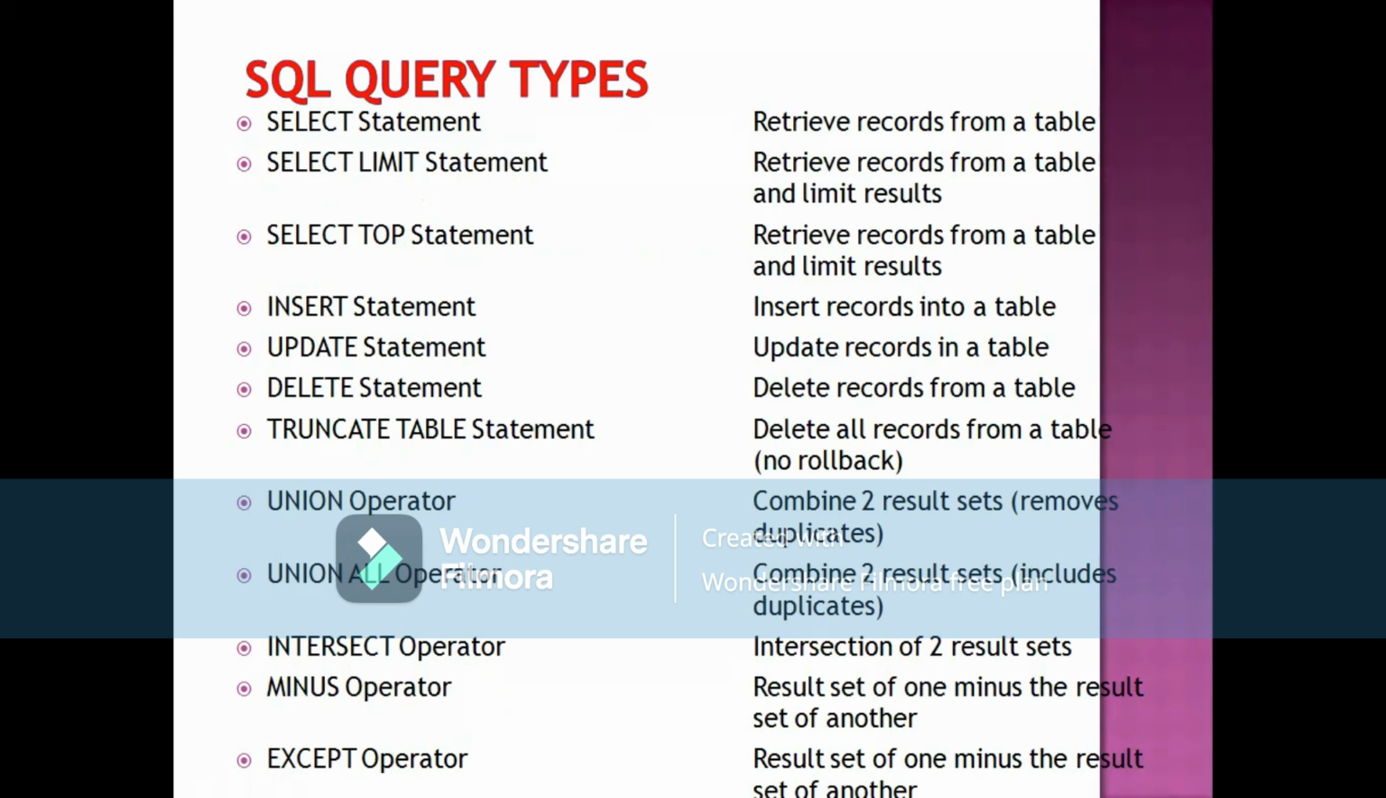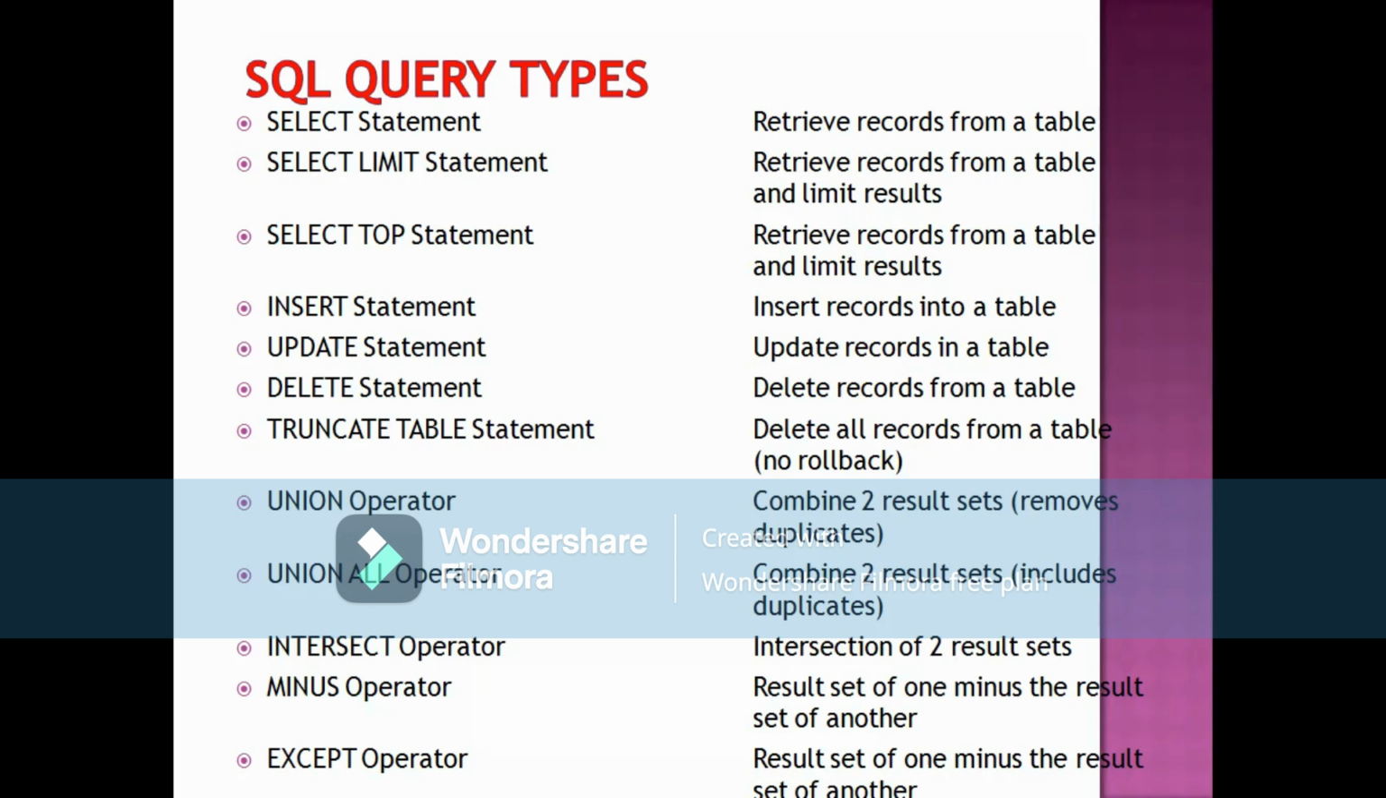By using this select statement, we can retrieve all the records in a particular table. For example, if we have a table called employees, in this employees table we have details like employee ID, employee first name, last name, employee salary, joining date, height. So when we query the table, select star from employees will retrieve all the records from the employees table.